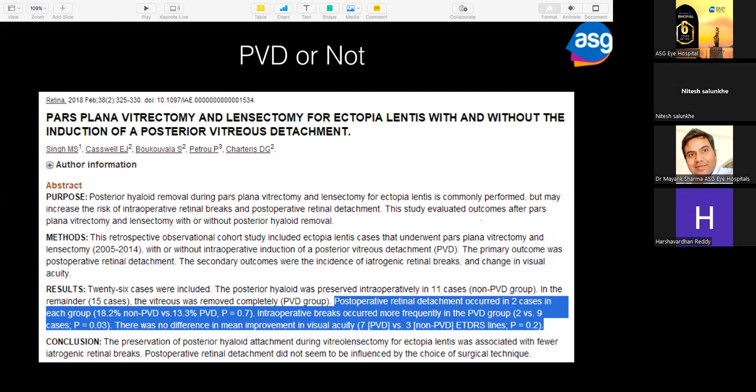So now I was telling you about this. This is a point of discussion. I think we can discuss at the end of the class whether we should induce PVD or not. This is a study where they found that preserving the posterior hyaloid actually prevented intraoperative break formation. And the incidence of post-op retinal detachment was not influenced by whether the complete vitreous removal was done or not.